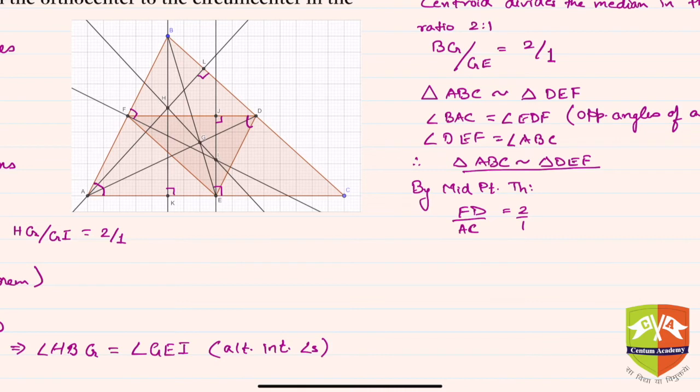logic, we will conclude that BK is the altitude of ABC and EJ is the altitude of DEF, correct? So from this particular concept or theorem that all the corresponding parts of two similar triangles are always proportional, hence we will say that BH by IE, where H is the orthocenter and BH is the distance from H to the vertex B, and in the second triangle I is the orthocenter.